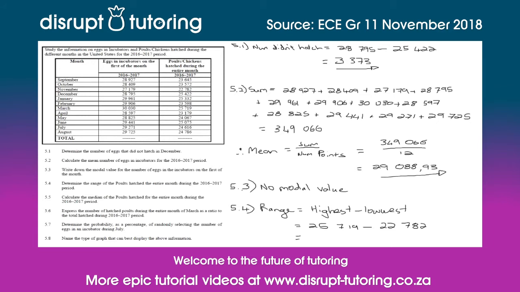So 25,719 minus 22,782, and that comes to our range is 2,937. So that is our range.